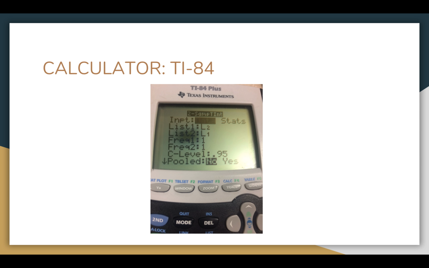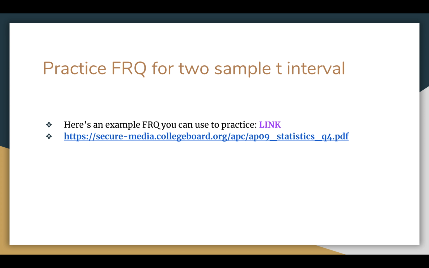Again, we can also use a calculator for this. We select two-sample t interval, and we choose stats as the input method and enter the summary statistics. Choose no for pooling, highlight calculate, and press enter. Here's another example FRQ you can use to practice two-sample t interval.